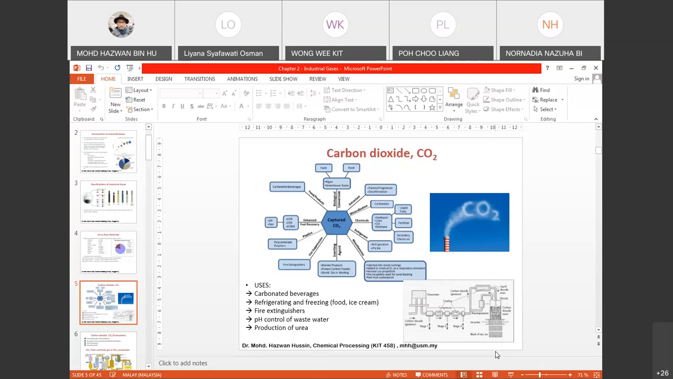pH control of wastewater also uses CO2. The reason is that CO2 is slightly acidic, so you can control the pH using gas only, without adding mineral acids or whatsoever. And finally, in the production of urea, so you'll see later on.